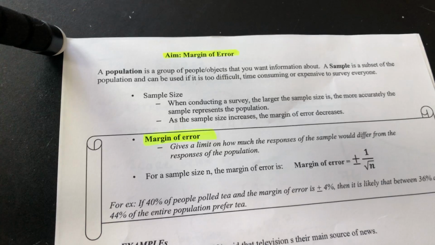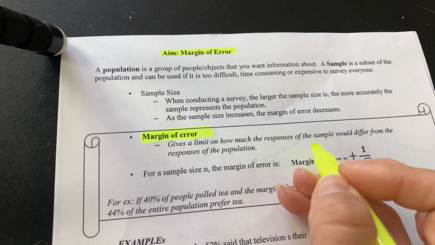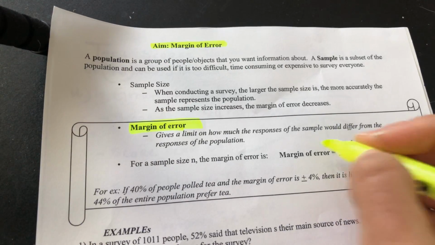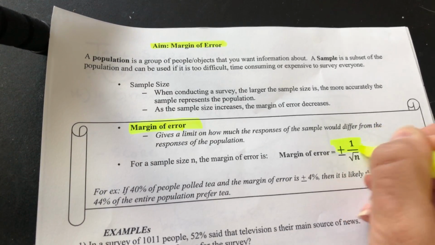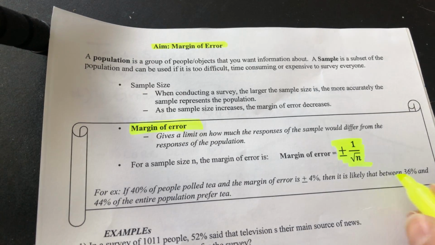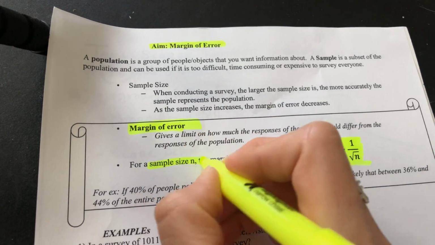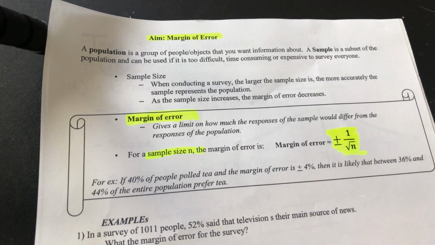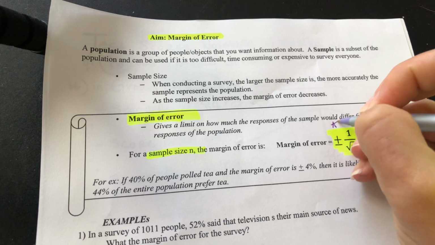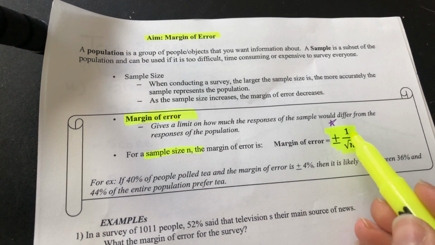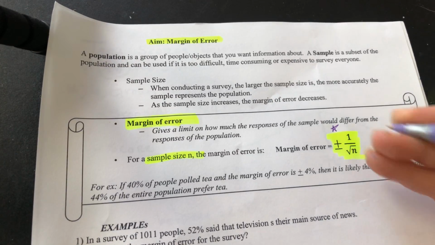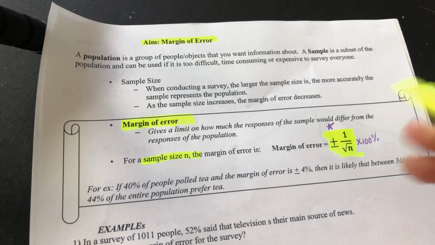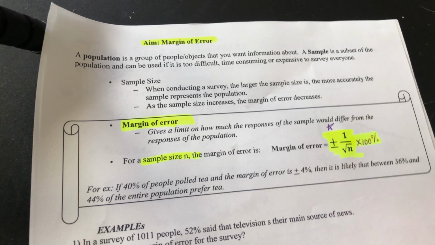So write this down. The margin of error gives a limit on how much the responses of the sample would differ. Here is your formula to calculate the margin of error: plus or minus 1 divided by the square root of n, and n is the sample size. Okay, so write that down. Plus or minus. Don't forget the plus or minus. I've done it a few times, and that is definitely a common mistake. And then it's just 1 divided by that. Oh, and then please do times 100%, because I'm going to want your answer as a percent. Otherwise, you're going to get a decimal.